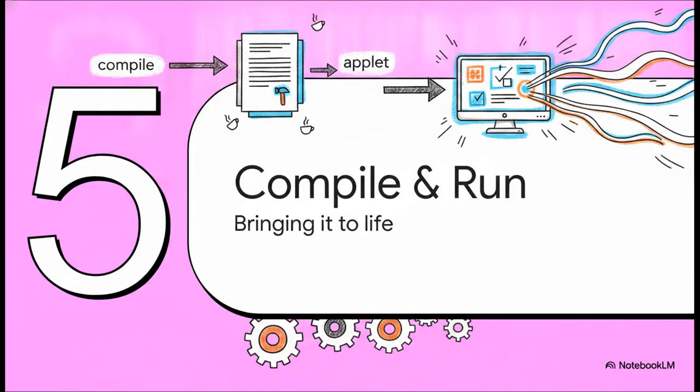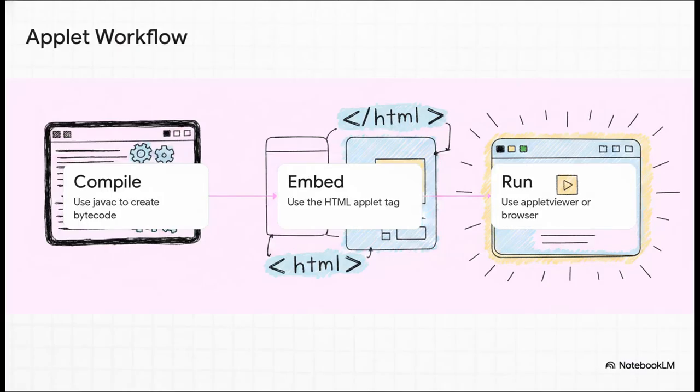And finally, Section 5, compile, embed, and run. We've got the theory down, so let's look at the practical workflow. Getting an applet on screen is a three-step dance. First, you compile your human-readable source code into machine-readable bytecode using javac in the terminal. Second, you embed that resulting class file straight into an HTML document. And third, you run it.